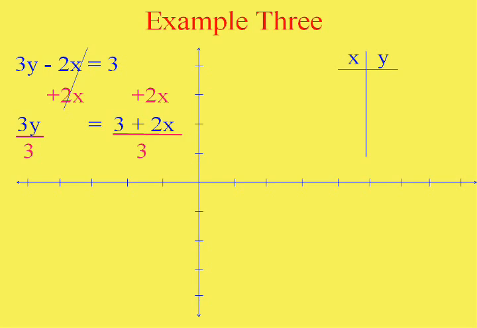On the left side, we just get y. On the right side, we have 3 over 3, which is 1, and 2 over 3, which is 2 over 3. And it doesn't come out nice. You get a fraction. But I have a fix for that. That's why I wanted to do this example.